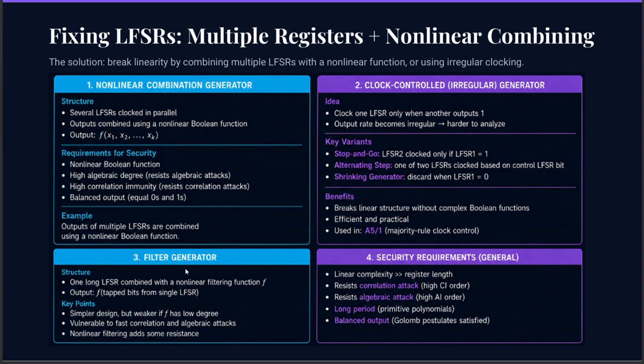The examples include stop-and-go generators, alternating step generators, and shrinking generators. Another approach is filter generation. Here, one long LFSR is combined with a nonlinear filter function. All these methods attempt to make sequence reconstruction much more difficult.